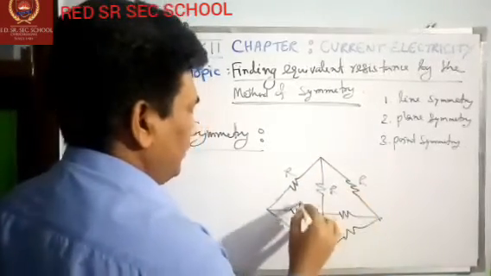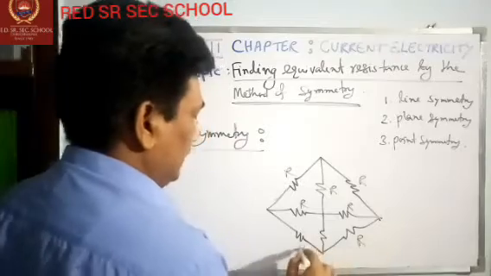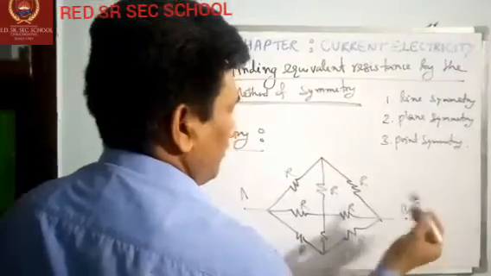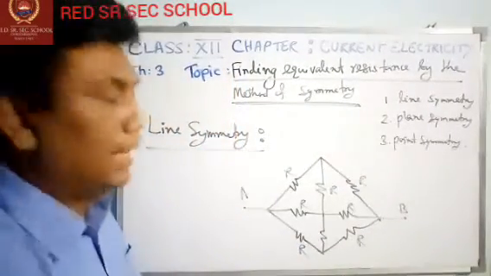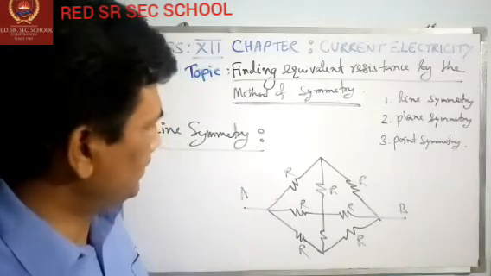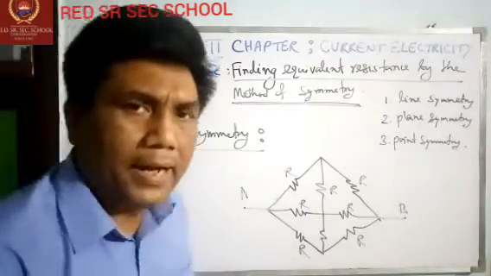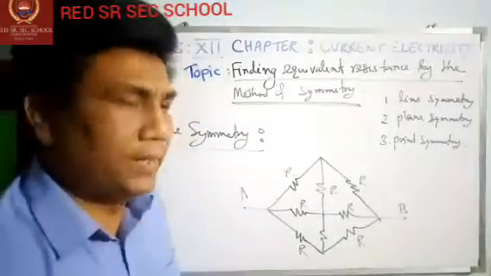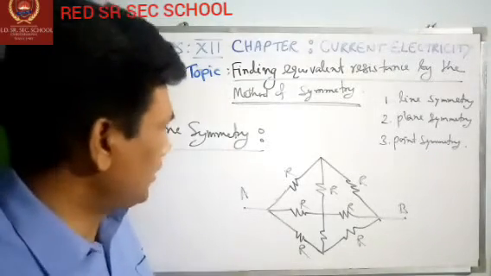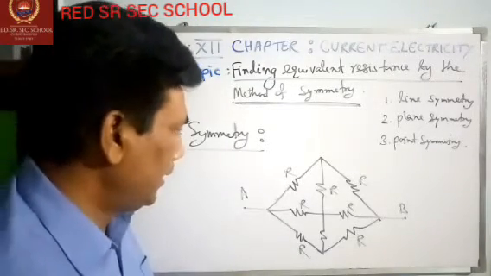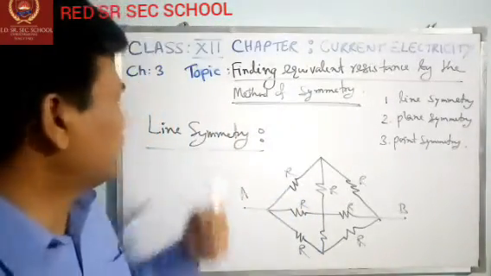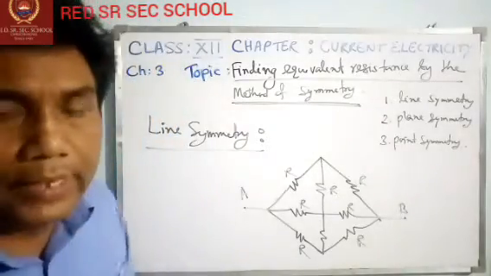Say for example, what is the equivalent resistance between A and B? You will find none of them are in series and none of them are in parallel on your first sight. Are you getting my point? So it will be a little bit confusing to find out the equivalent resistance of this network. But using the concept of line symmetry, we can easily find it out.